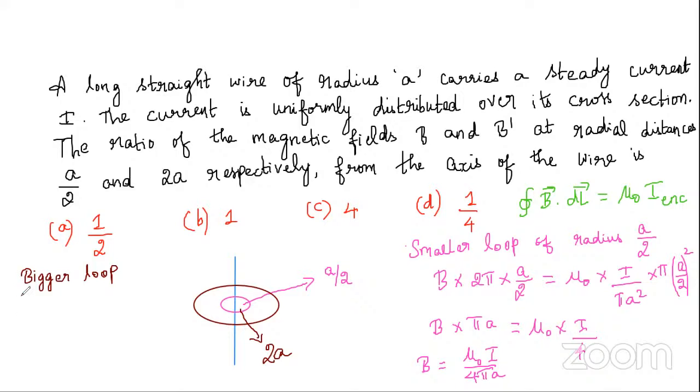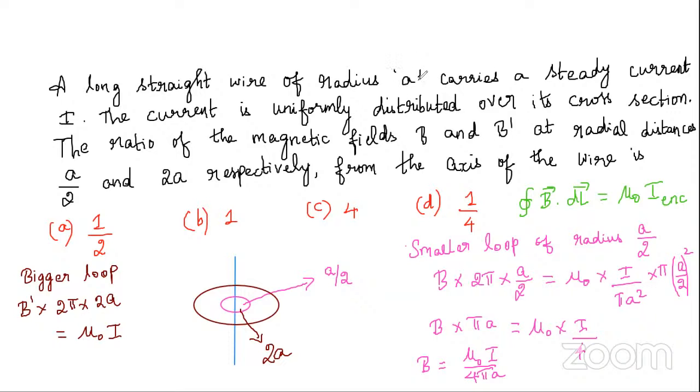So for the bigger loop, B prime into 2 pi into 2a is equal to mu naught into total current, mu naught into the total current I. Why is there a difference? Here we have straight away substituted I, but there we have used I by pi a squared into pi a by 2 the whole square. Why are we doing like that?